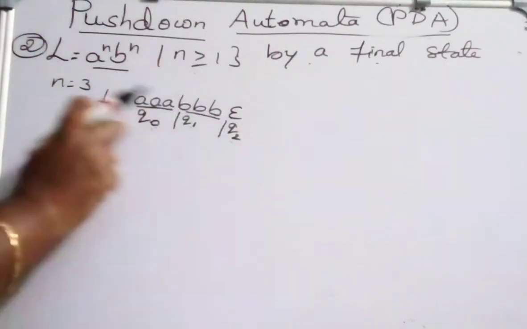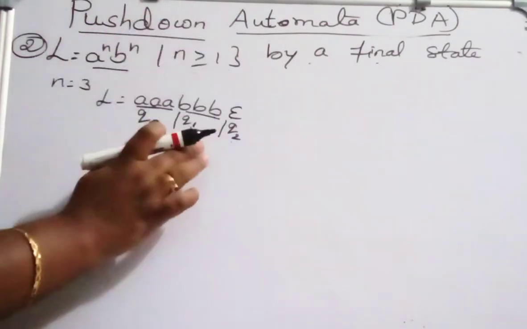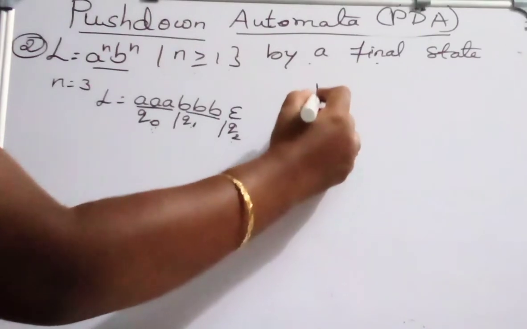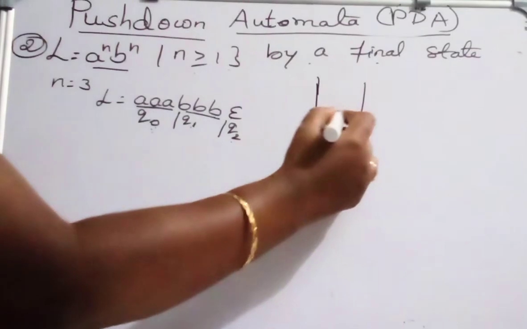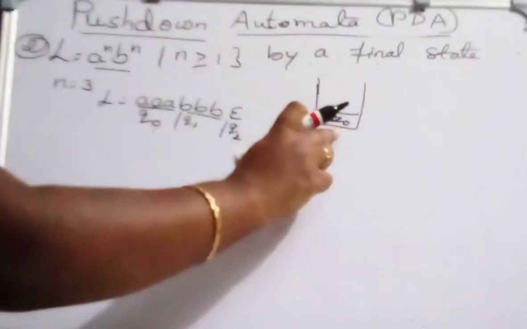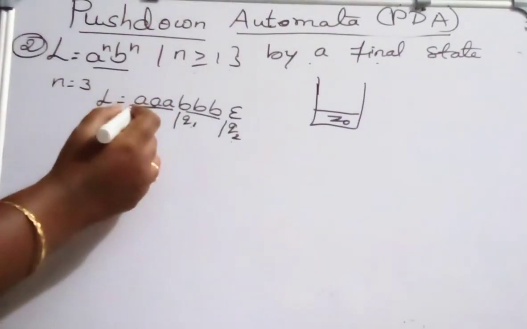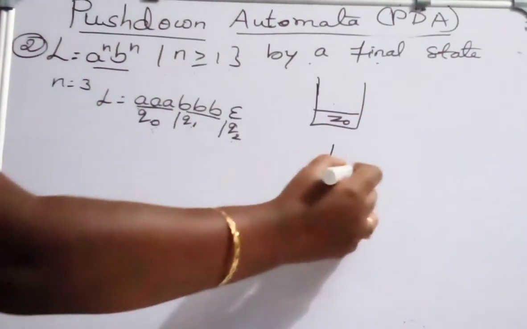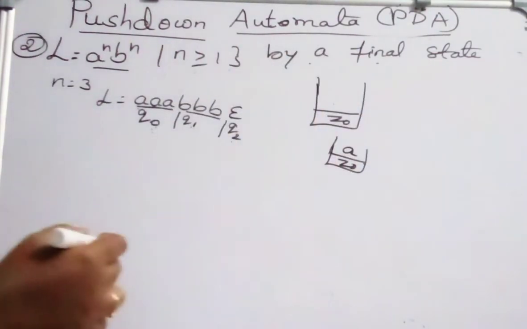So now we should identify how my states will be. First I have identified that my PDA needs 3 states. Then what is the next step? Always a PDA is associated with a stack. Initially the content of the stack will be Z0. And after Z0, the first symbol I am going to push to the stack will be A. When the top of the stack is Z0, I am going to push A.